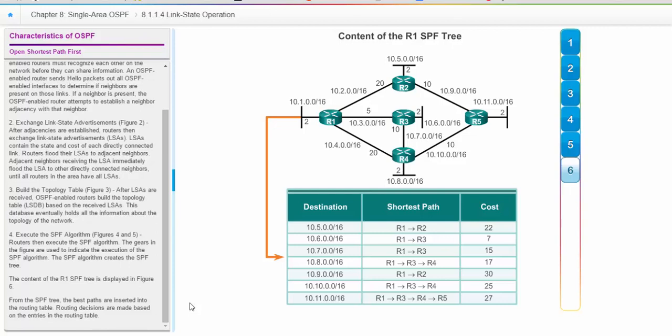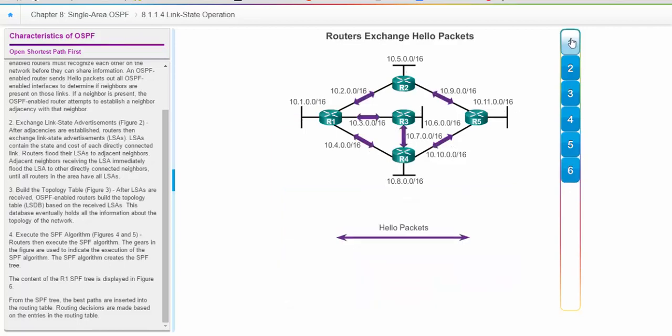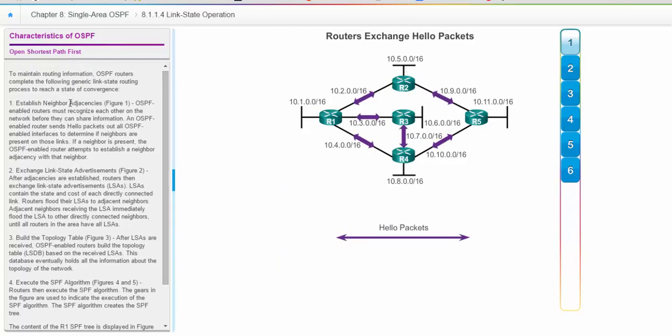So basically here in this diagram, we started out where we are looking at and establishing our neighbors. Router 1 is connected directly to router 2, 3, and 4. Router 2 is directly connected to 1 and 5. Router 3 is directly connected to 1 and 4. And router 4 is directly connected to 1, 3, and 5. So it goes through its different processes.